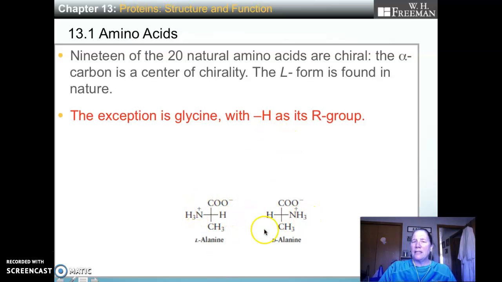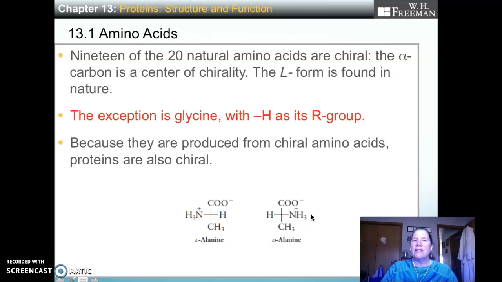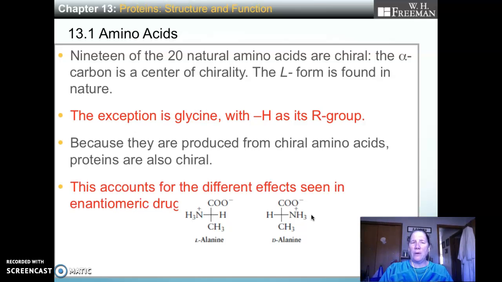So that's the only difference between, and this is the only one that doesn't make a difference. But 19 out of 20 are formed this way. Only one of them is the opposite. Okay, because they're produced from chiral amino acids, proteins are also chiral. In other words, they spiral or they fold. And it's because of the way the amino acids are. Okay. It accounts for the different effects seen in various drugs. The way that they're made is the way they'll work.